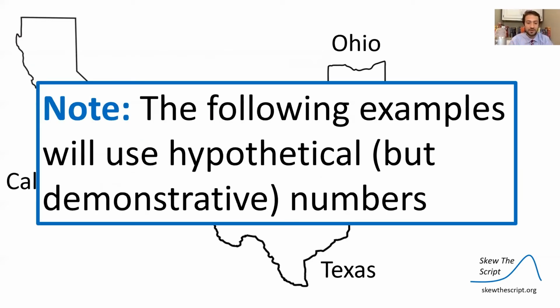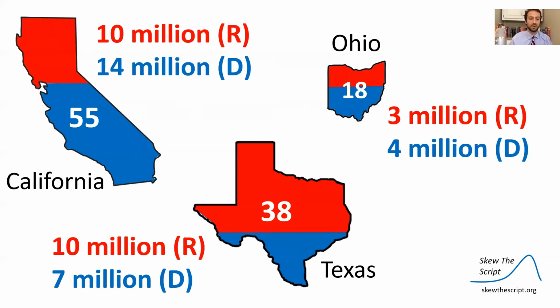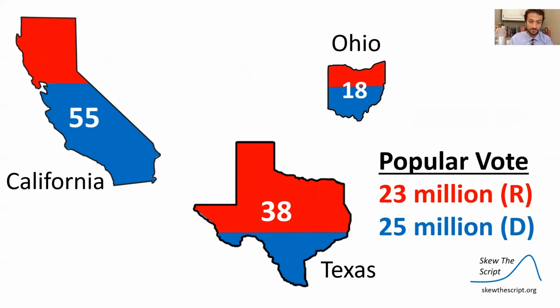These examples are going to use hypothetical but demonstrative numbers, useful numbers of a situation that could actually occur. But again, hypothetical scenario. So let's say that California has mostly Democrats, 14 million Democrats to 10 million Republicans. Ohio also has 4 million Democrats to 3 million Republicans, whereas Texas has 10 million Republicans, so more Republicans to 7 million Democrats.